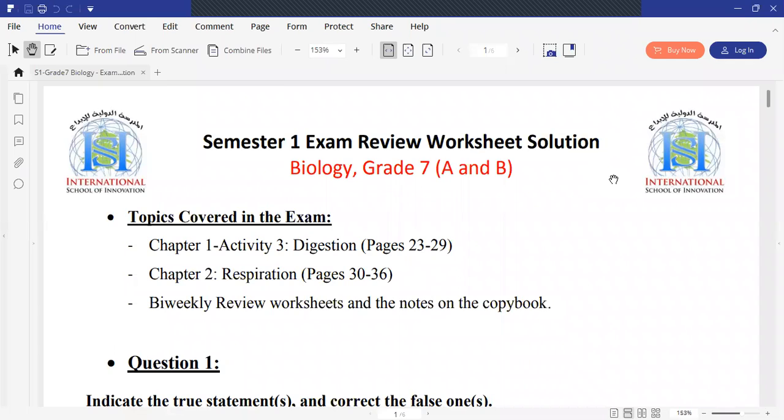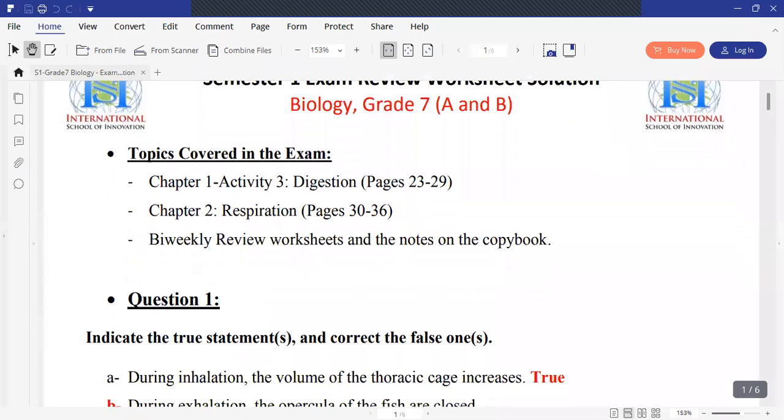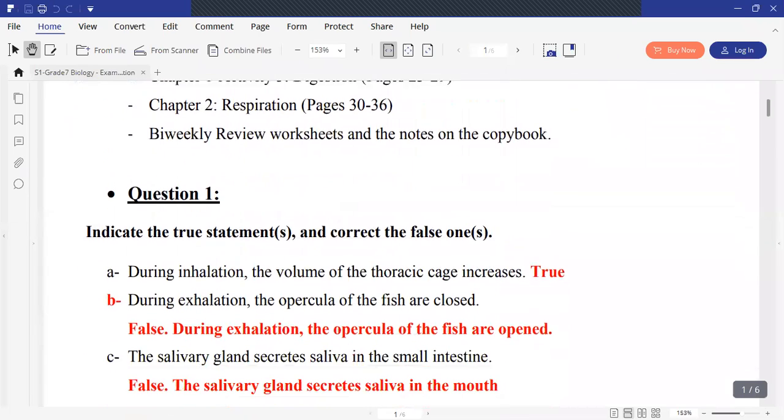Topics covered are chapter 1 activity 3 digestion, pages 23 to 29 in the ISI booklet, and also chapter 2 respiration, pages 30 to 36. And also you have to review the worksheets and the notes on your phone. Let's start with question number 1.